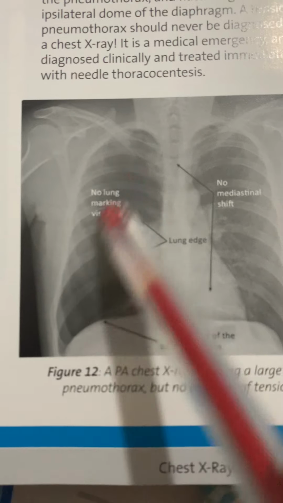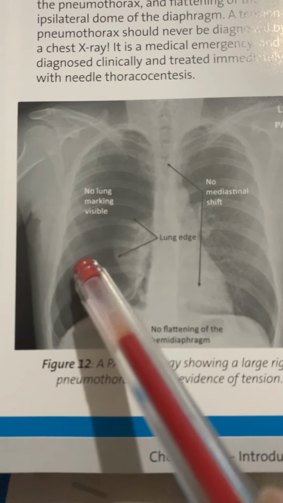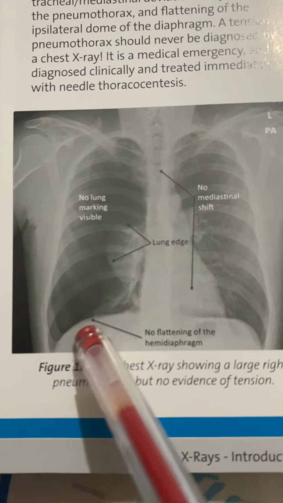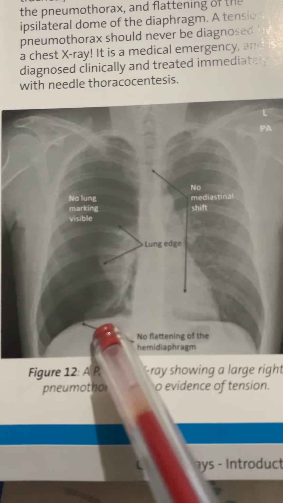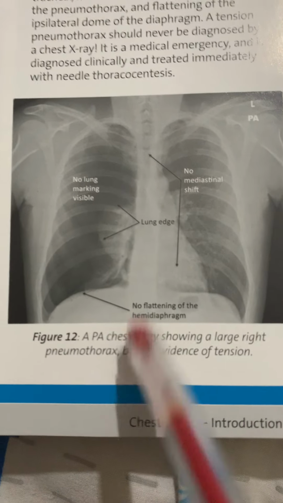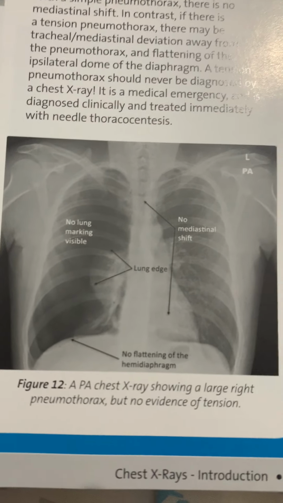Here is the chest X-ray showing pneumothorax. At the periphery there is no lung marking visible, and the distinct lung edge is present, but there is no flattening of the hemidiaphragm and there is no mediastinal shift. So this is the case of the simple pneumothorax, and there is no evidence of tension.